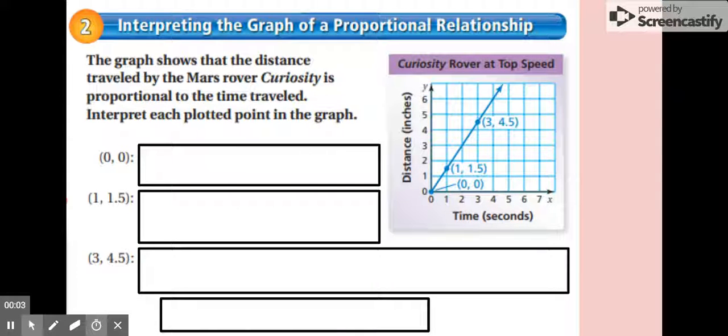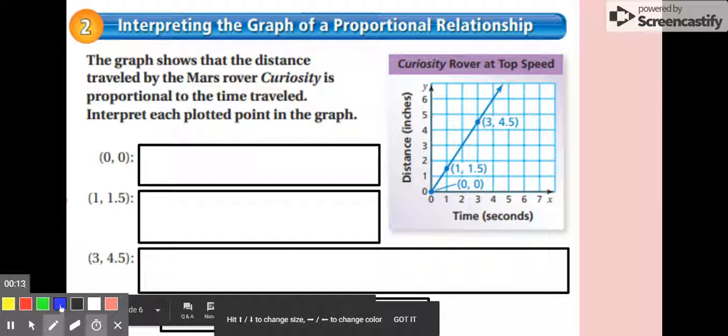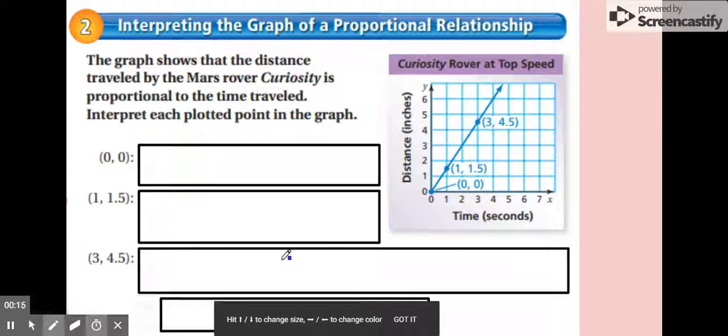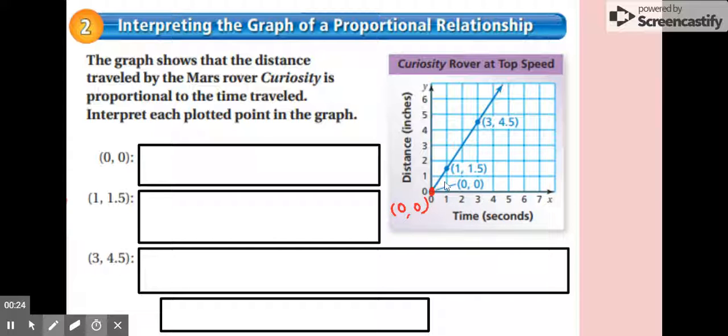We learned that the line of a proportional relationship always passes through the origin, right? So what we're going to try with this question is interpret the graph of a proportional relationship. Everyone see that the line passes through the origin. So the relationship between distance and time is proportional. The distance and time are changing proportionally.